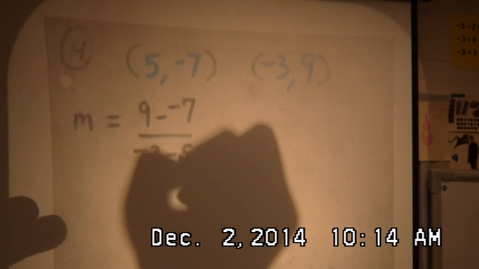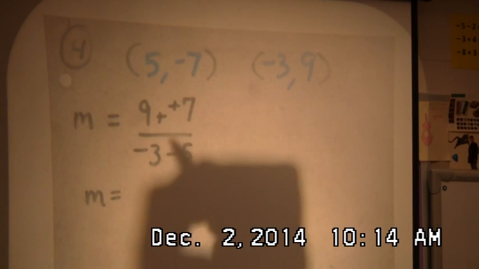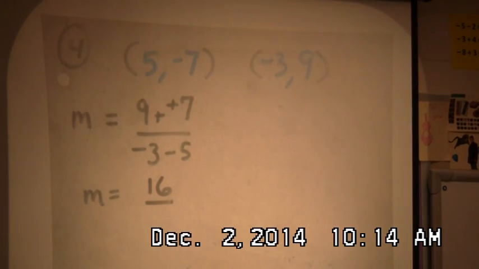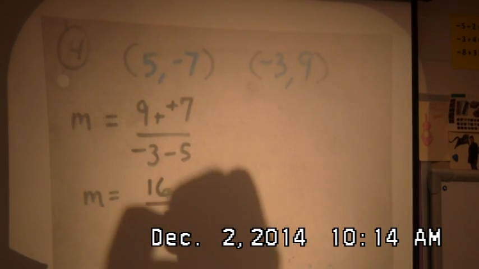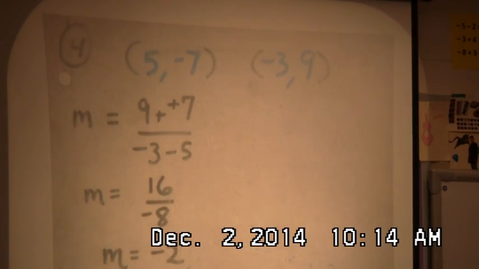Perfect. Looking great. What do you get on the top? You get 16. Beautiful. Minus a negative changes to plus a positive, and that's 16 over what? 8, -8. Good. What does that simplify to? -2. Beautiful. So now we have our slope.